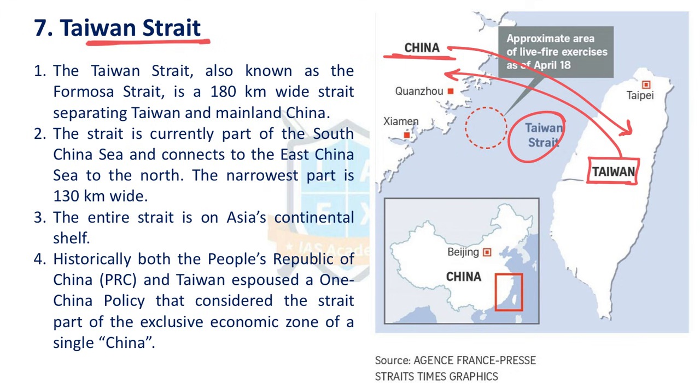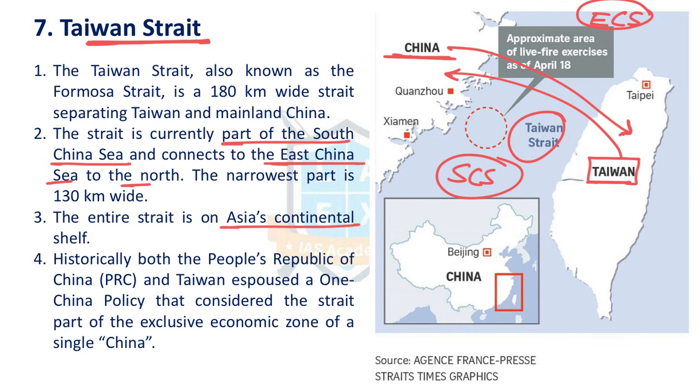In this context, this strait is currently part of the South China Sea, and it connects the East China Sea to the north. This is the South China Sea and this is the East China Sea. Taiwan Strait connects the East China Sea and the South China Sea. South China Sea is one of the important controversial areas. The entire strait is on Asia's continental shelf. Historically, China and Taiwan have conflicting claims on this region. China says under the One China policy, it is part of China.